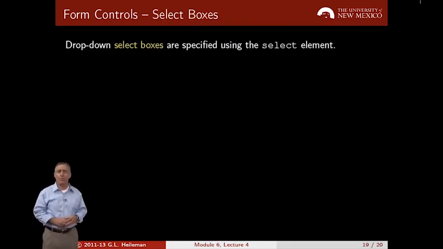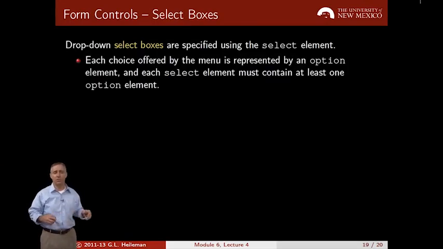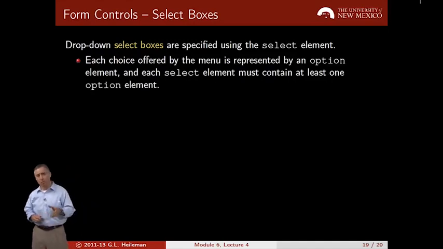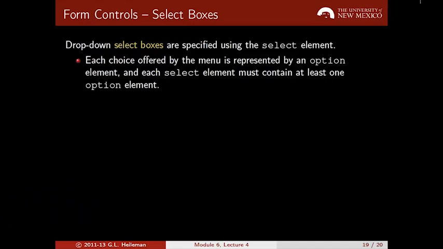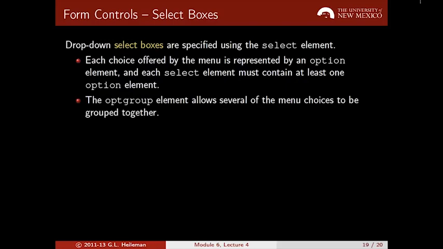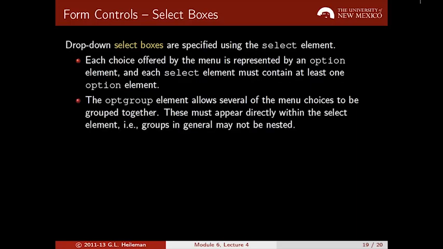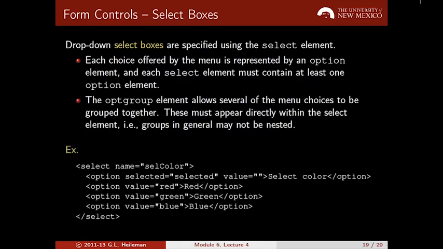You've probably seen these on web pages where you click a little arrow and then you get a selection that you can choose from. These are drop-down select boxes. Each choice offered by the menu is represented using the option element, and each select element must contain at least one of those. You can also group a bunch of options together, and you may have seen this if you've got groups of options within a drop-down box. You do that with the optgroup element. The optgroup must appear directly within the select element. They can't be nested.